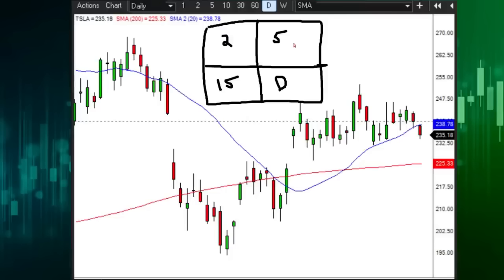It's not like, let me go to the 5 now. Let me check the 15. Let me check the daily. I see all four window panes simultaneously. There's no checking one after the other. I see it all together.